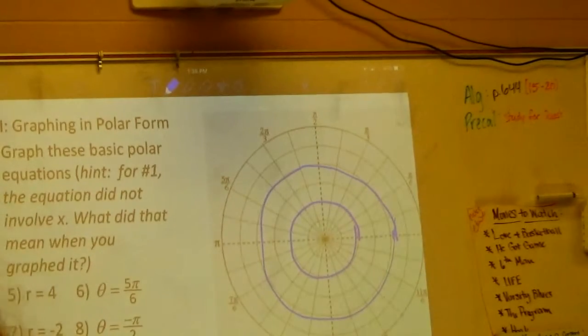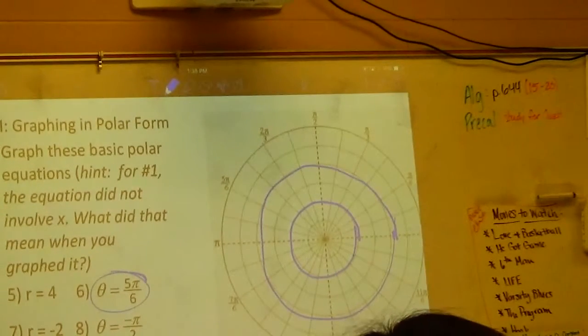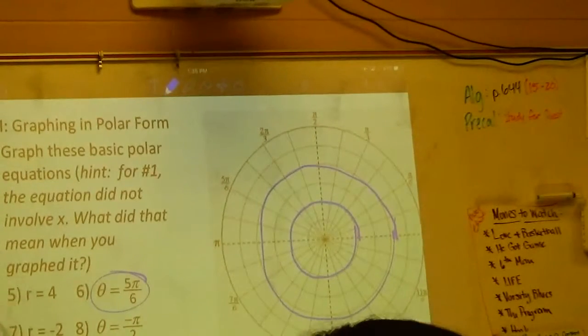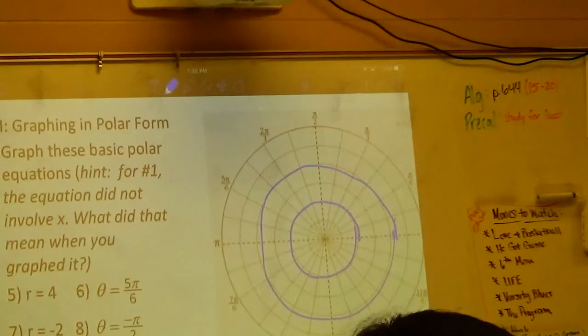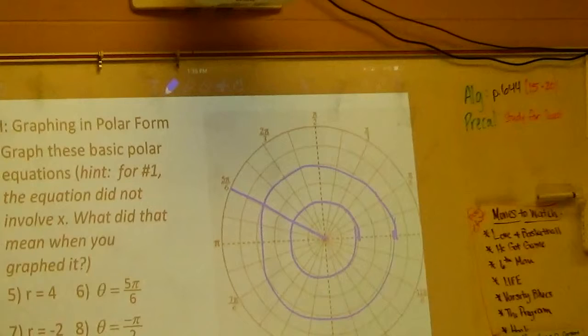Pi over 6. 5 pi over 6. Okay, now where is 5 pi over 6 located? Right here, correct? All right. That is the line that equals 5 pi over 6. But the line goes on forever, right? Yes. So it also goes the other direction. Even though it's technically 11 pi over 6, it's the entire diameter of the circle through that point.